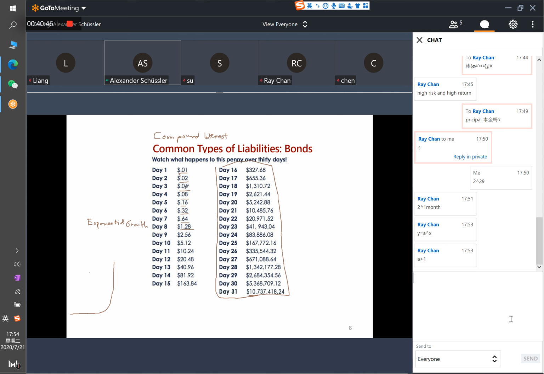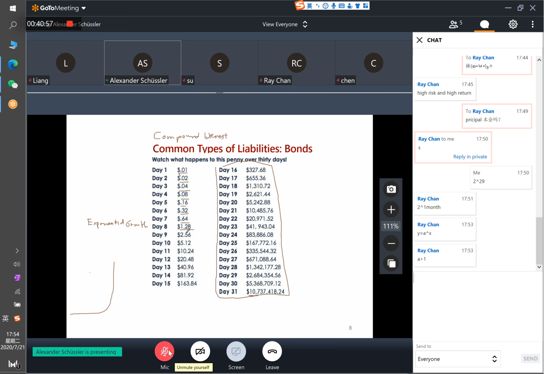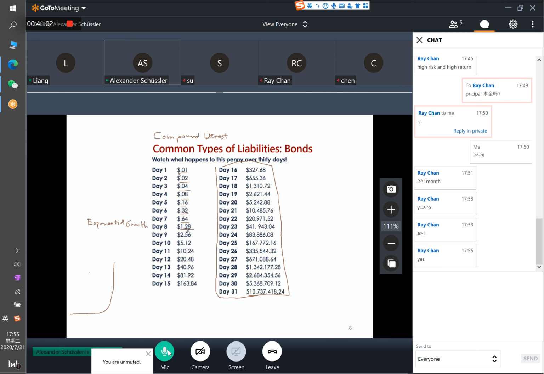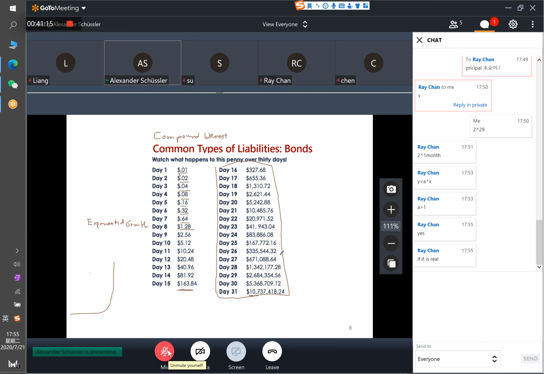So do you understand that? At the beginning it's very slow, and then it kind of flies. It goes very, very fast, very high. It's so much money. And in 15 days, it's not so impressive, but then it's really impressive. If it is real.